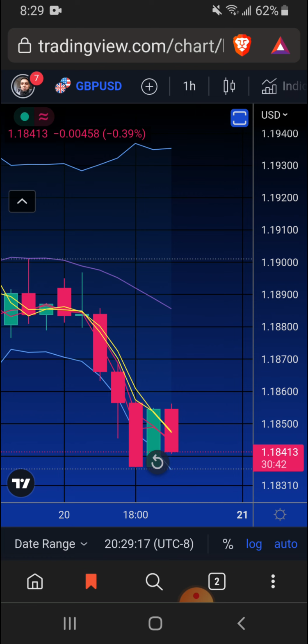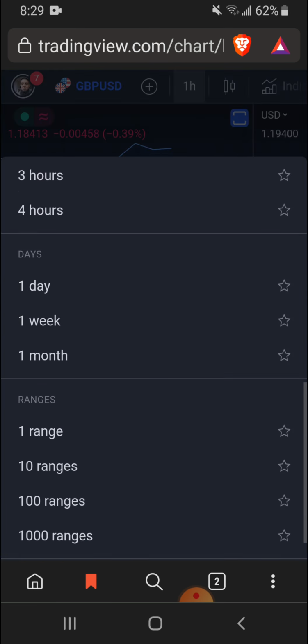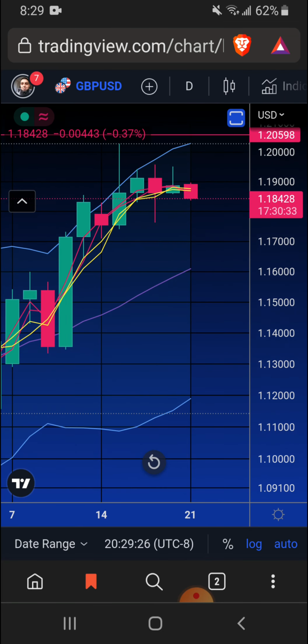DXY is looking, from a daily point of view, it looked like, as we said, pretty overbought last week.